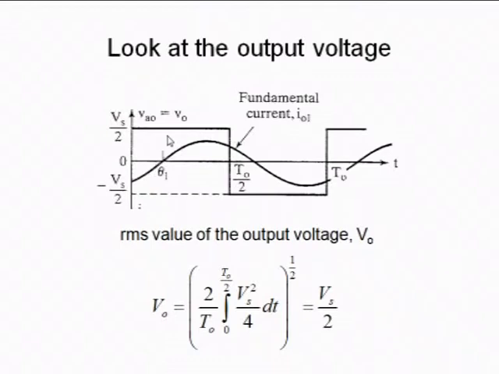So, the RMS value of the output voltage V naught is equal to Vs by 2. This is how we have to integrate, and we will get Vs by 2. So, what is the RMS value of output voltage? V naught is equal to Vs by 2.